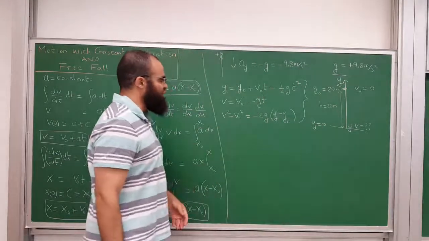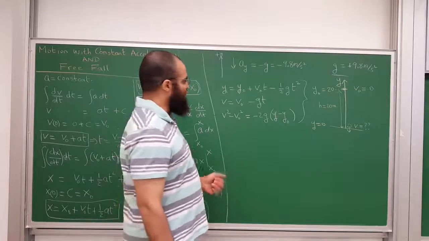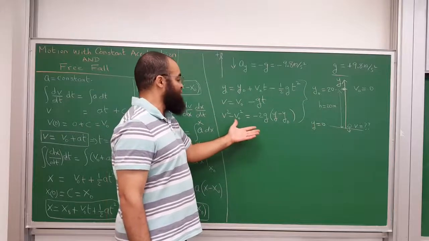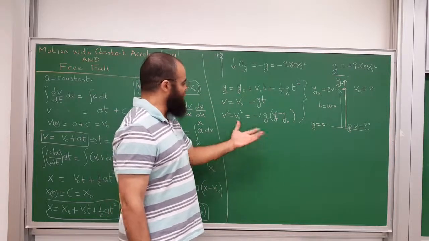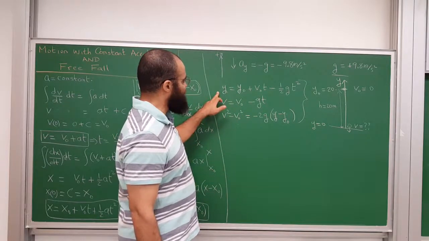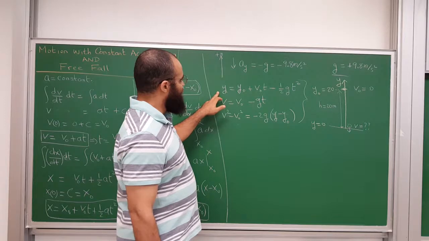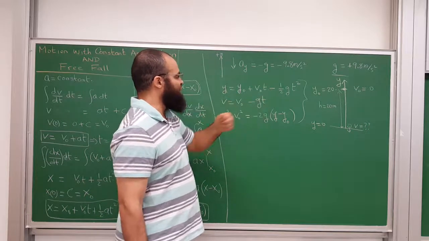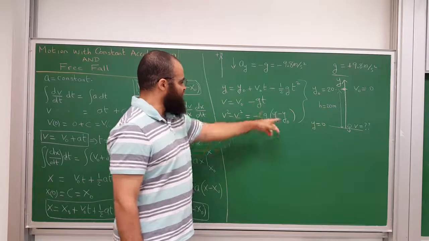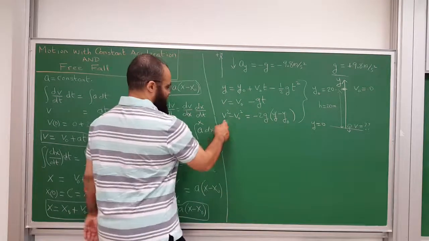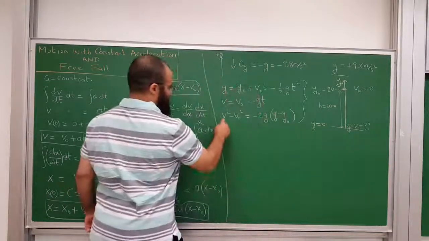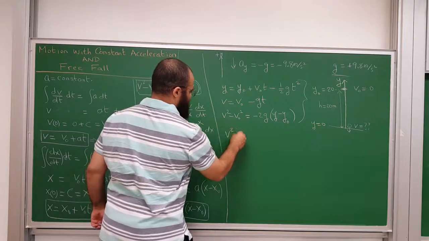If you want to know the speed, you can use one of these equations here. Which one should we use? We don't know the time. By the way, if you try an equation, the worst case scenario is you would have 2 unknowns, and then you would have to go to a different equation. For example, this equation here you can use to find the time, but we're not asked about the time. We're asked about the speed. So let's try this one because it doesn't involve time.